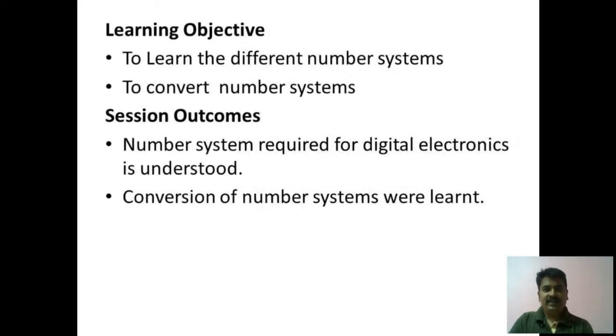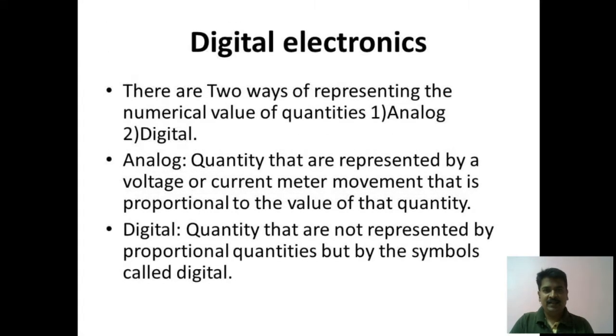Now today we are going to learn the different kinds of number systems which we come across in digital electronics, and we are also going to learn about the conversion from one number system to another number system. In digital electronics there are two ways of representing any physical quantity. One is the analog method, and the other is the digital method.